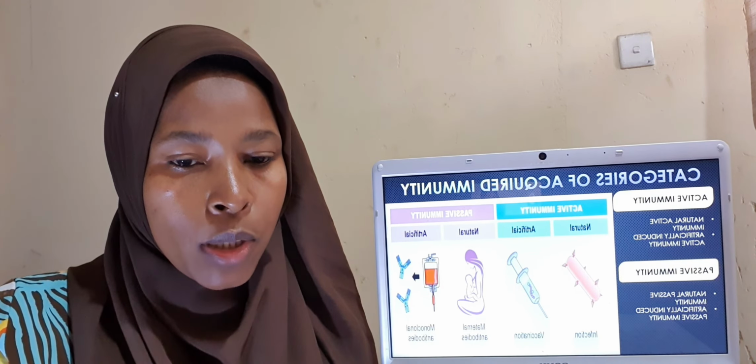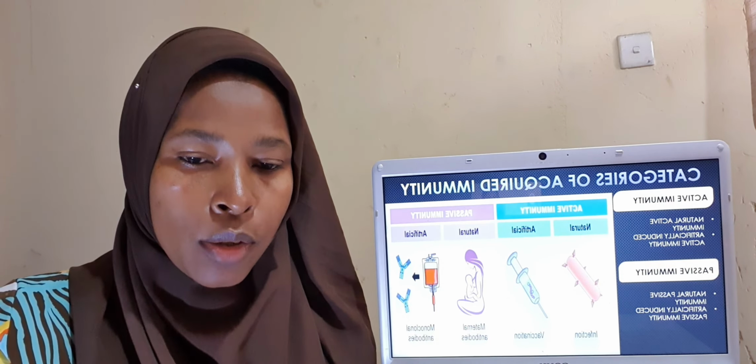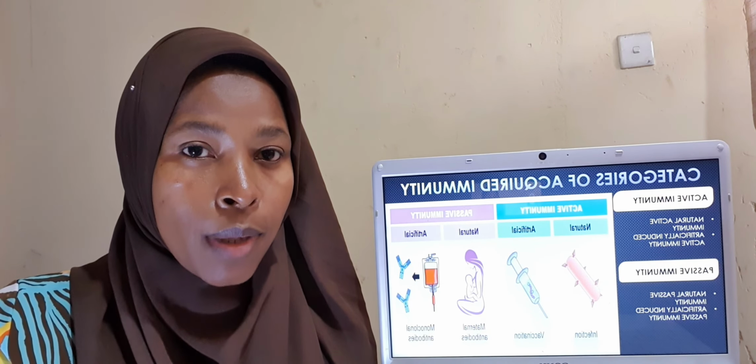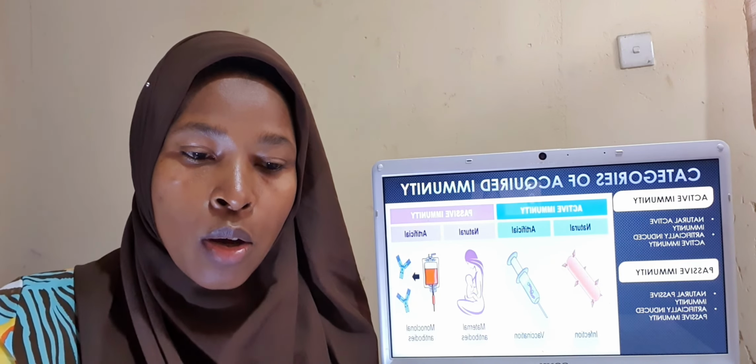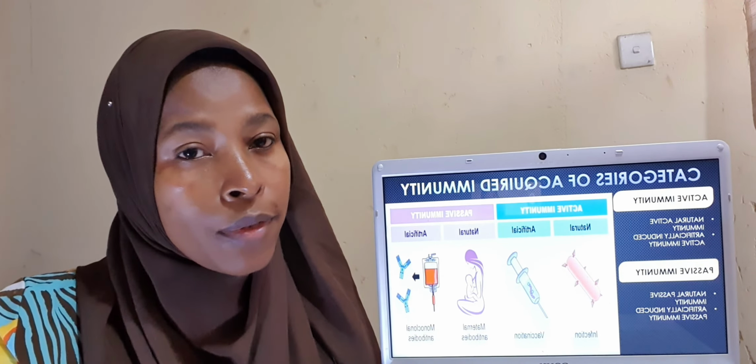So natural passive immunity is the immunity acquired through prenatal or postnatal interactions between the mother and child. This can be through the placenta before delivery or through breastfeeding after childbirth.